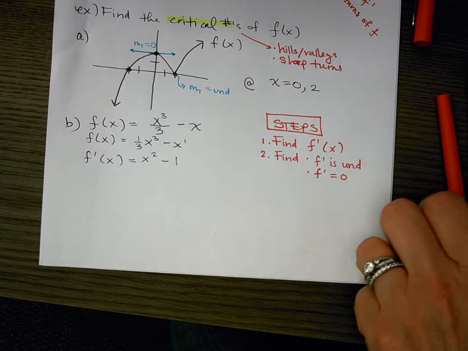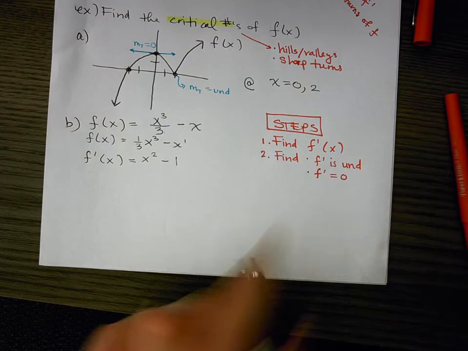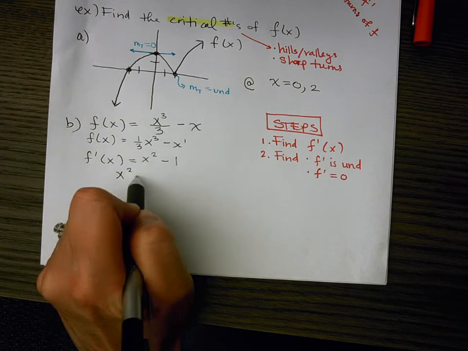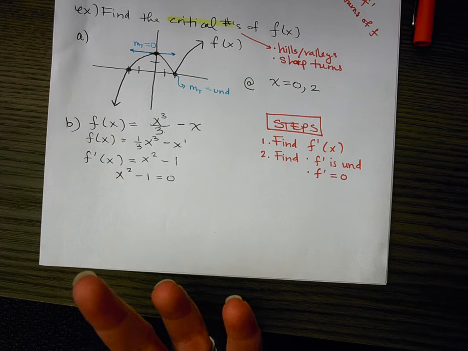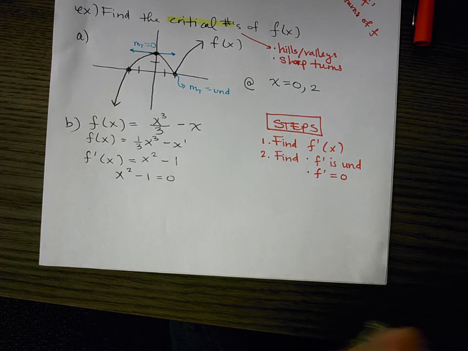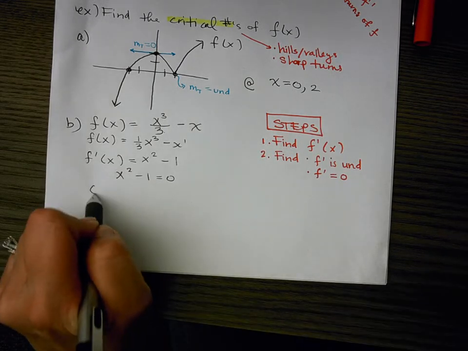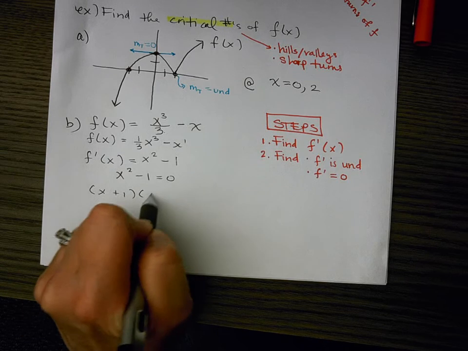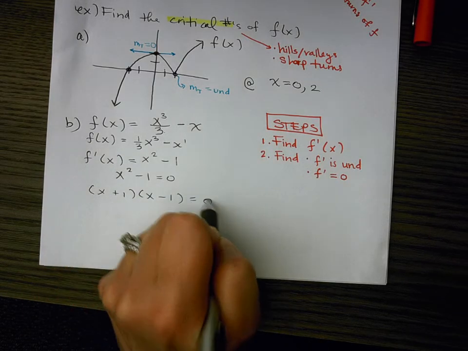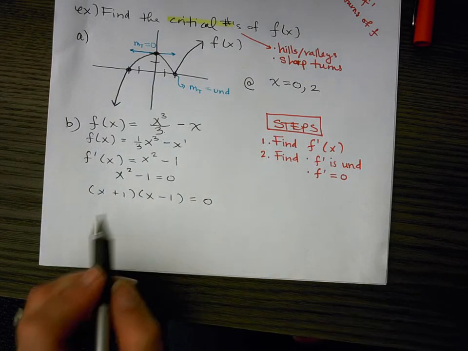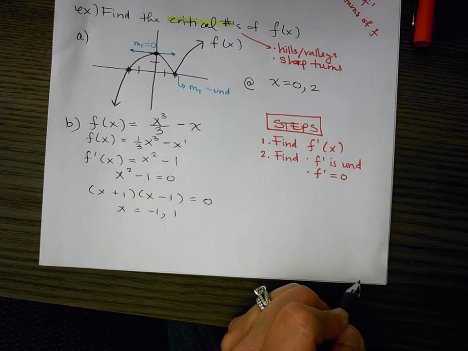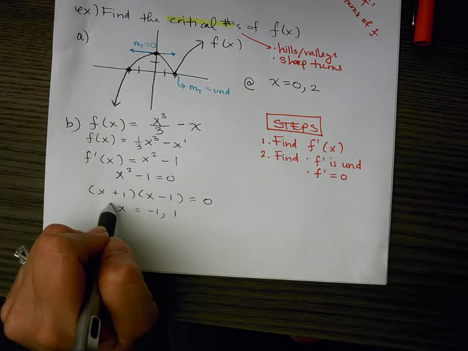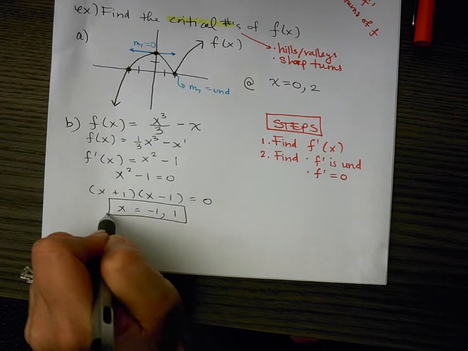Okay, and so then I'm just going to set it equal to 0 and then solve for x. You can factor it, you can add 1 and take the square root, whatever it is that you're most comfortable with. I'm just going to factor it and use the zero product property. So then I would have two values of x here: x is equal to -1 and 1. And that would be where my critical numbers are. So I have critical numbers at -1 and 1.